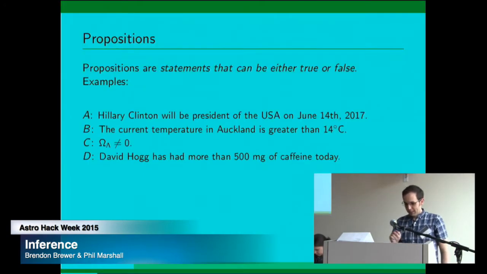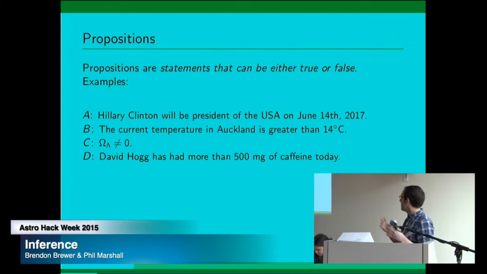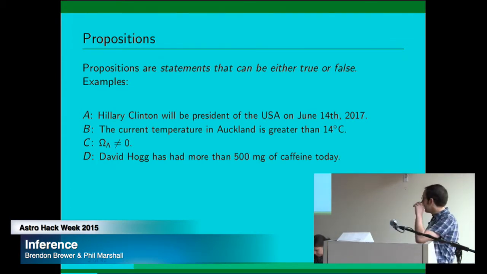So what we're really doing when we're using Bayesian inference, or Bayesian statistics, or Bayesian anything, the fundamental thing we're looking at is propositions. Proposition is a philosophical word, but it just means a sentence that's either true or false. Here are some examples of propositions. Proposition A would be about Hillary Clinton being the president at some point on that particular date. A proposition might be about the value of a cosmological parameter, like proposition C there about omega lambda.